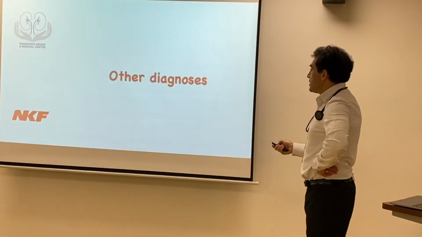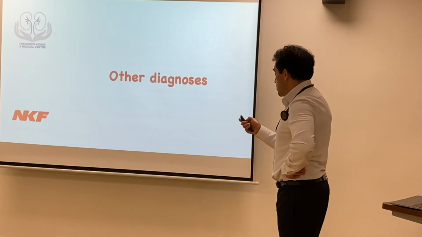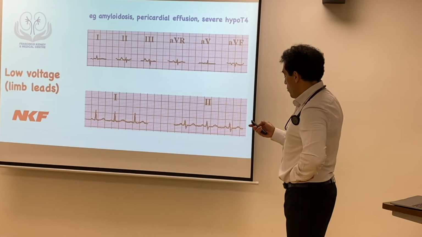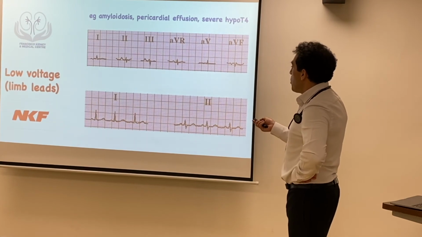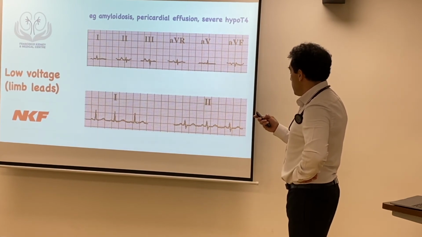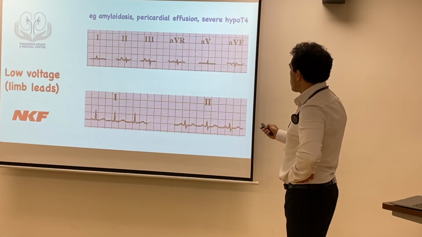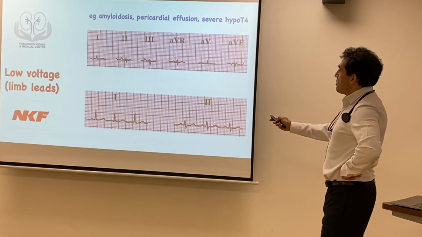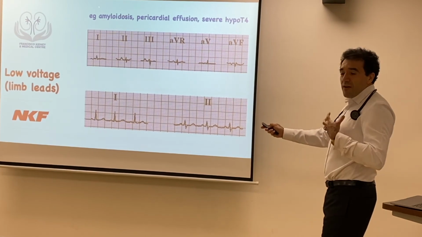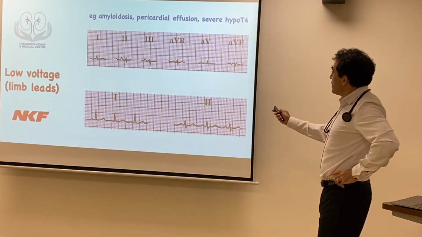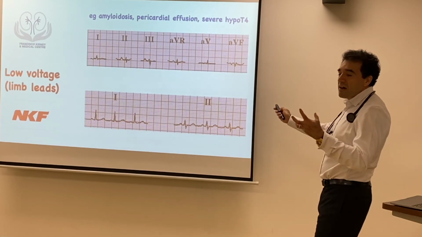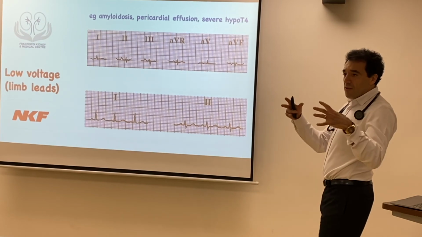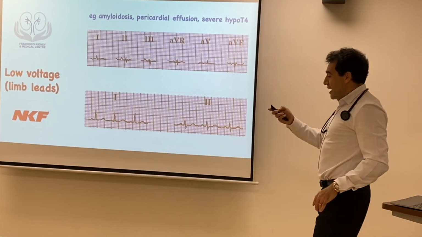Yeah? So this is the last chapter, other diagnoses. A couple of them I already mentioned, but it can be low voltage. As you can see now, there's no nice progression, so all the complexes look very tiny. It could be because of amyloidosis, so there is fibrosis of the heart; severe hypothyroidism, meaning the heart just contracts very sluggishly; or pericardial effusion, which doesn't allow the heart to really contract nicely.